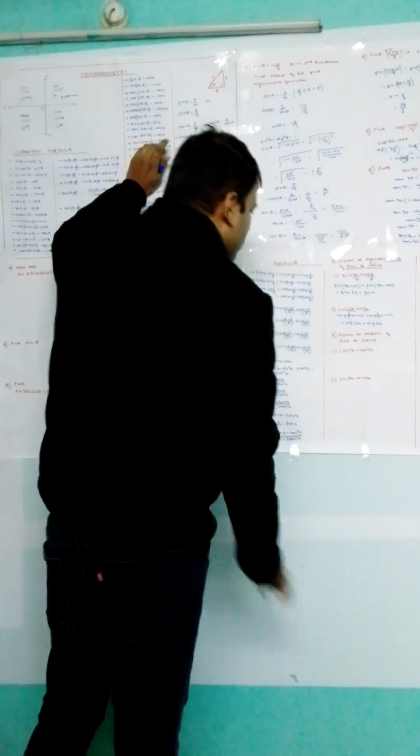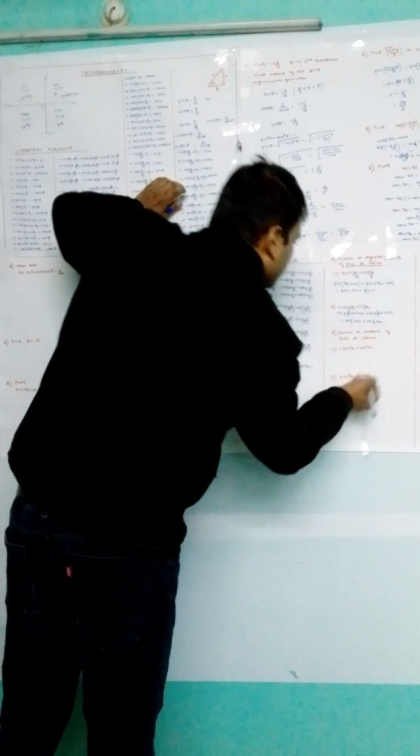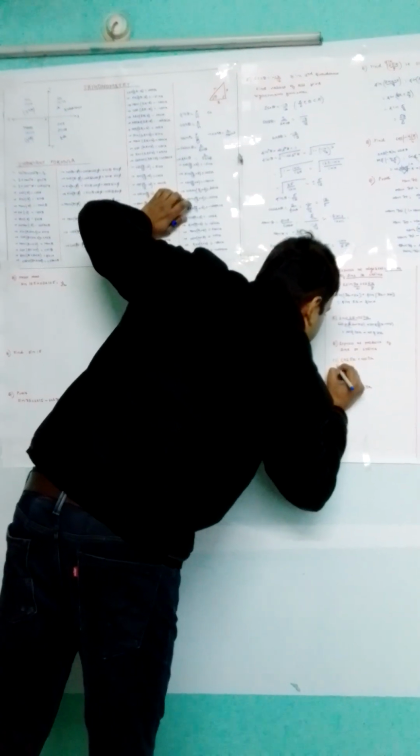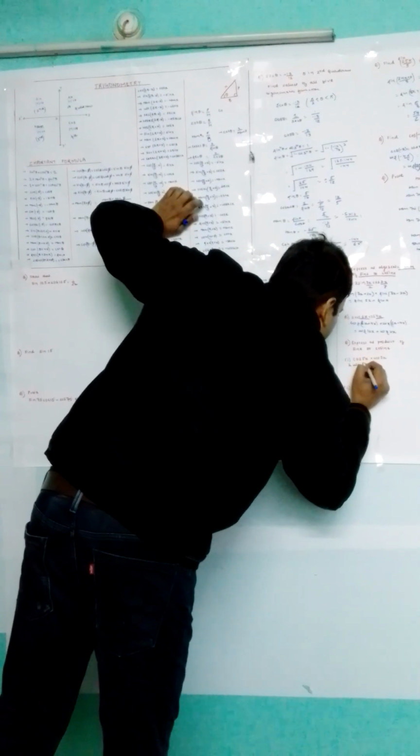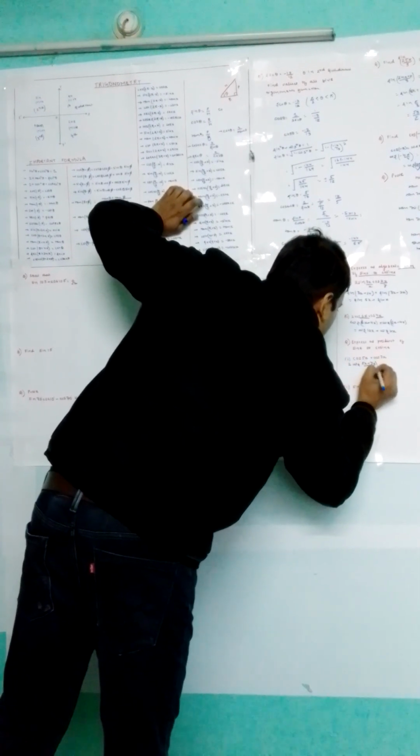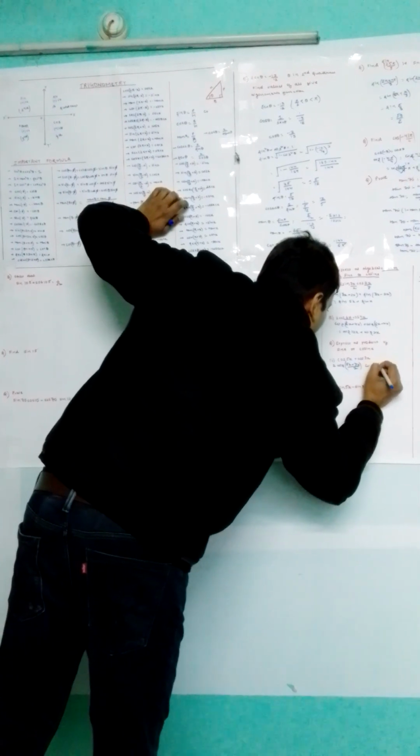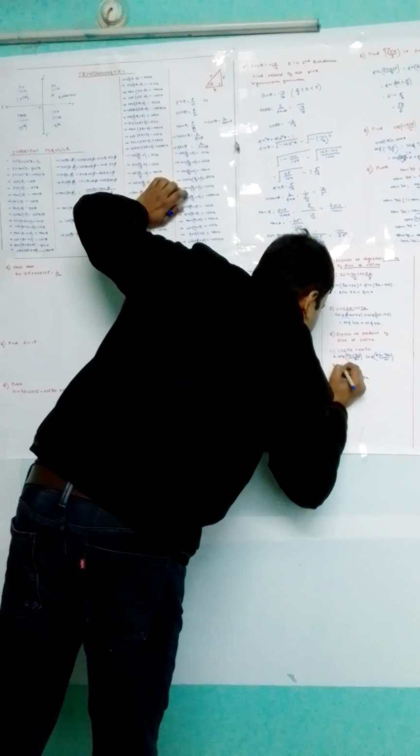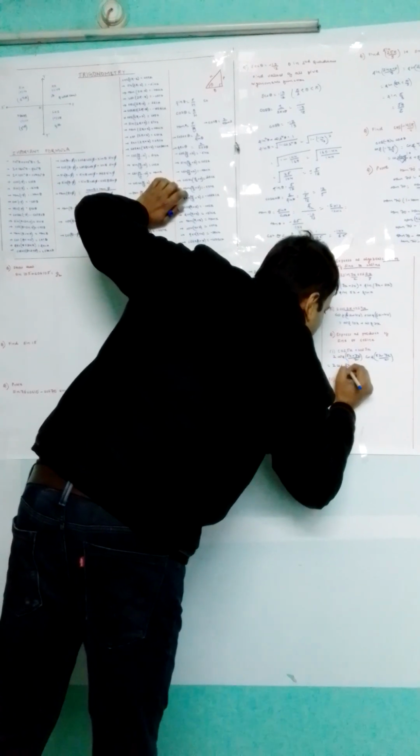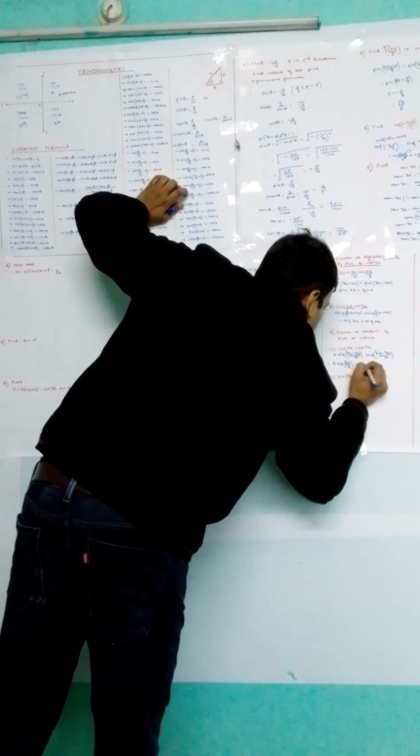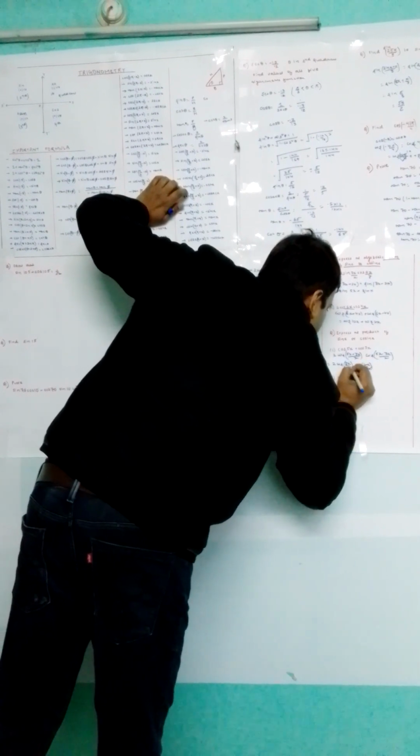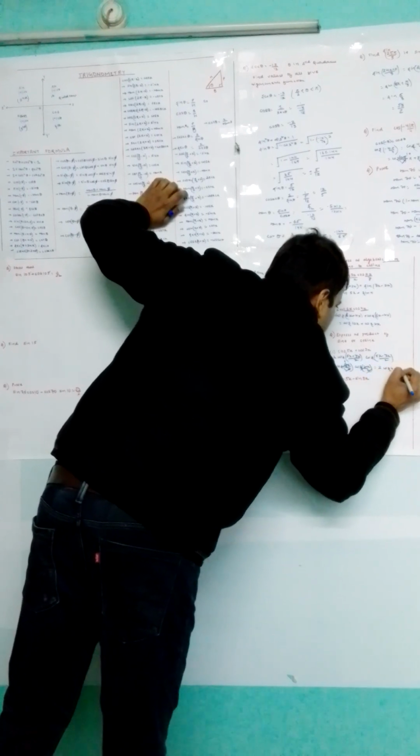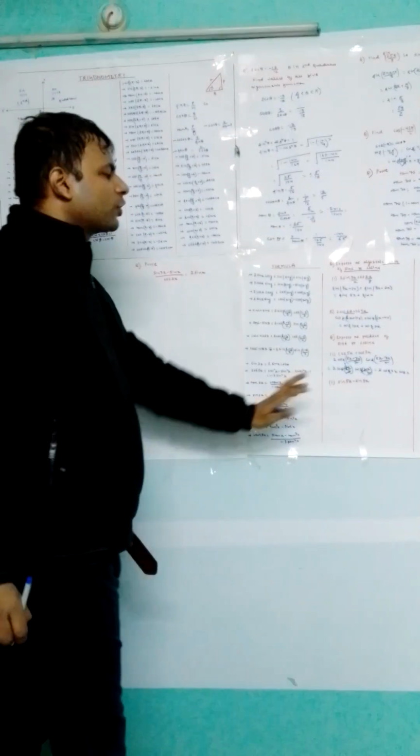Now coming to this one, cos 5x plus cos 3x. So cos c plus cos d equals 2 cos((c plus d)/2) cos((c minus d)/2). It is 2 cos((5x plus 3x)/2) cos((5x minus 3x)/2). It can be written as 2 cos(8x/2) cos(2x/2). Cancel out, 2 cos 4x cos x. Okay, this is for part 1.